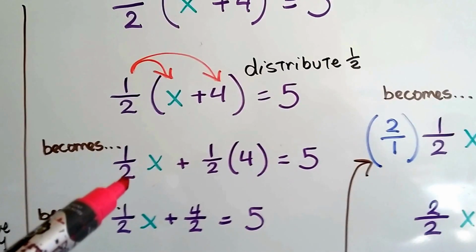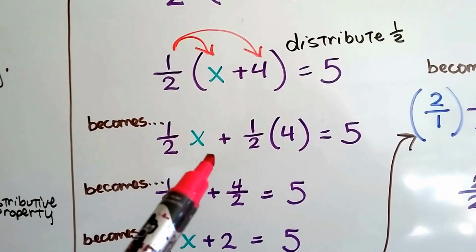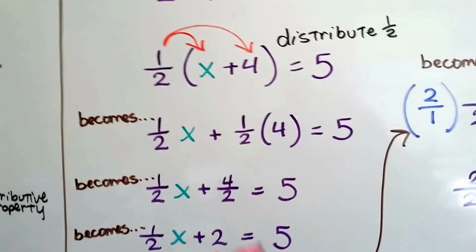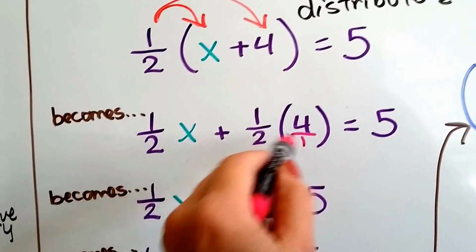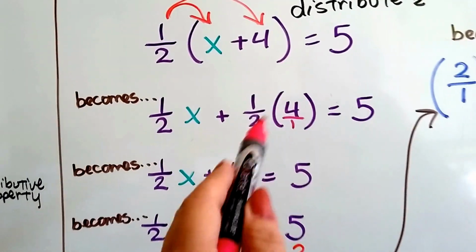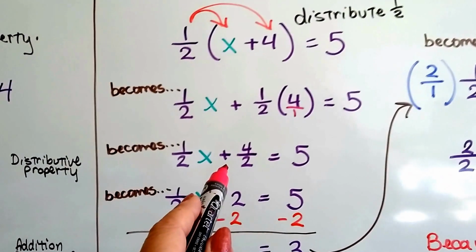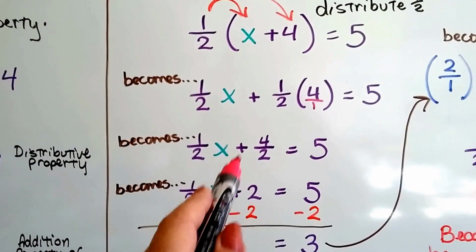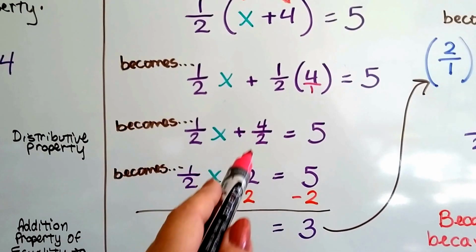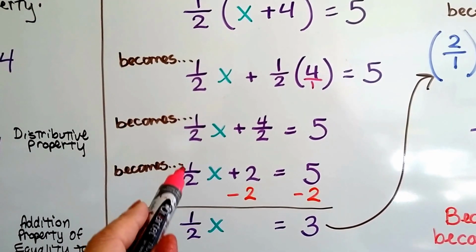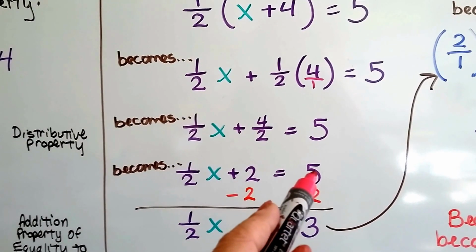Now we do the math, and this half x plus this half times 4, we can actually put this over a 1 and just multiply straight across. Can't we get 4 over 2? So we have half x plus 4 over 2 equals 5. We need to simplify this. 4 over 2 is a 2. Now we have half x plus 2 equals 5.